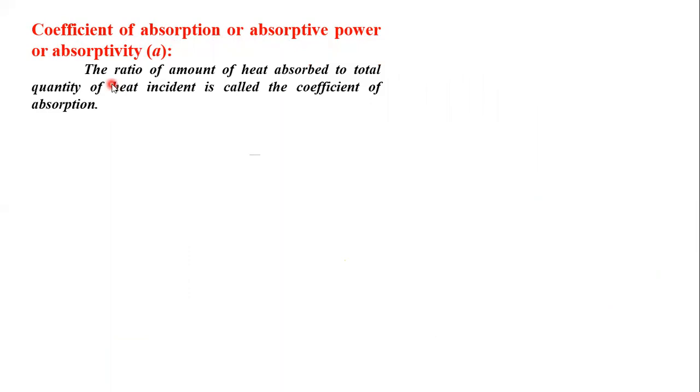Now the next article is related to radiation. Coefficient of absorption or absorptive power or absorptivity. The ratio of the amount of heat absorbed to the total quantity of heat incident is called the coefficient of absorption. You remember this formula, QA, amount of heat absorbed, Q, total quantity of heat incident, is called the coefficient of absorption at a given temperature. Temperature is very important here.